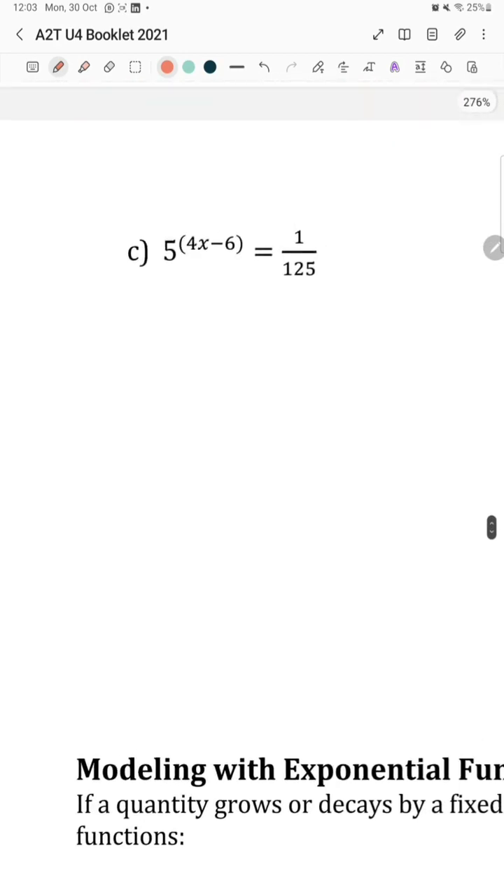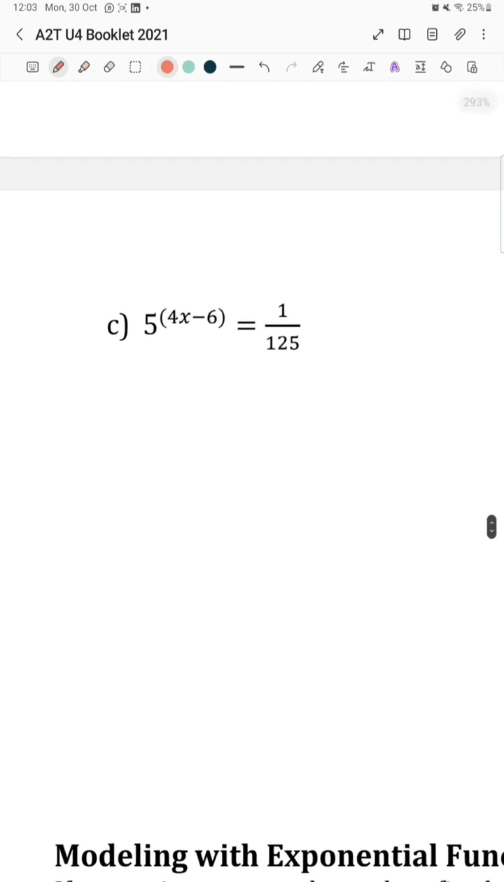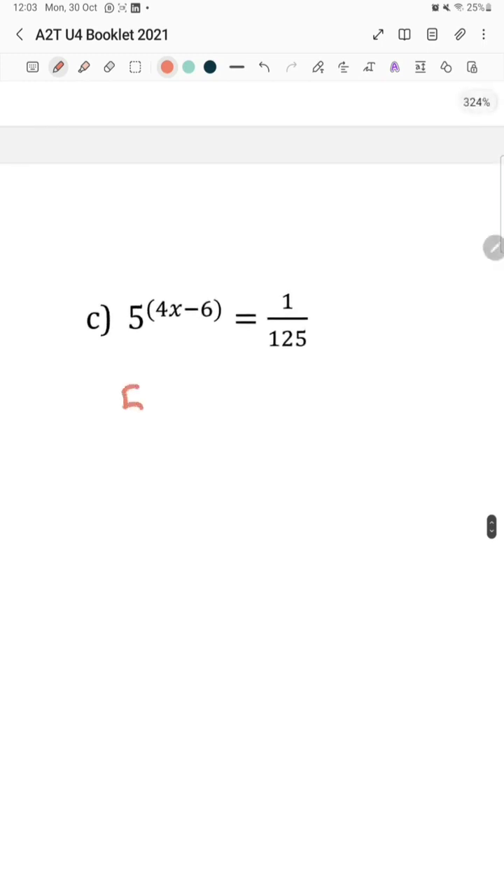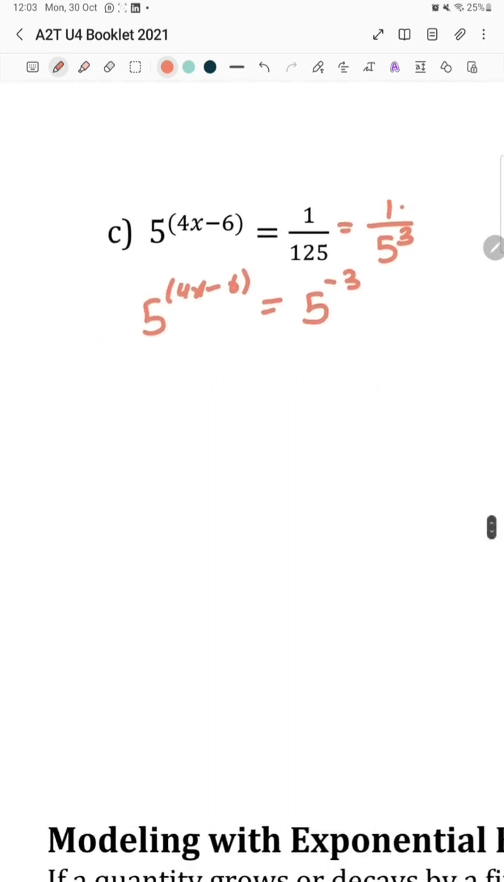Okay. Now this. Again, it's 1 over 125. So can we write it as 5 to the power minus 3? Because 1 over 125 is 5 to the power 3, and when 5 to the power 3 comes into the numerator, it will get the negative sign. So bases are the same, we can make the exponent the same.